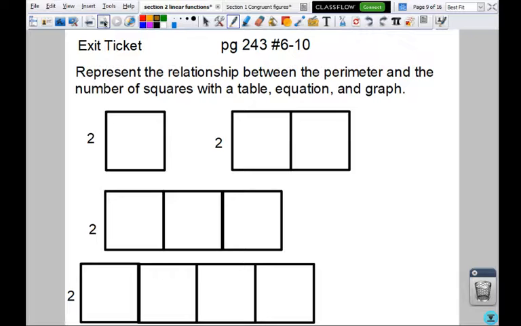On your exit ticket, you're going to make a table. You're going to make an equation. Also to save some time, we're just going to do a table and an equation. Don't graph it. So, do your exit ticket, and answer it in Socrative here in just a minute. Let me put it on here.